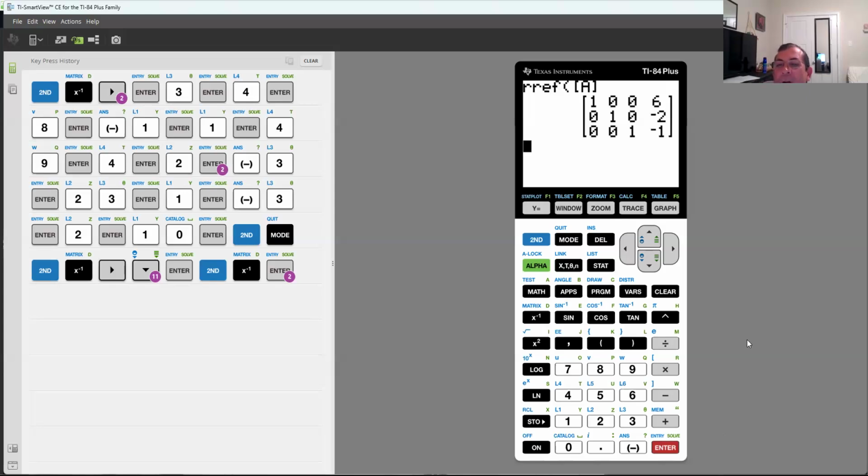Y'all see how the first row has the 1 in the first position? Well, that means that was the X column. So that means X is that 6. And then you come down to the second equation. The 1 is in the Y spot. So that meant 1Y was negative 2. And then on the third row, you had the 1 in the Z position. So that meant Z was negative 1.